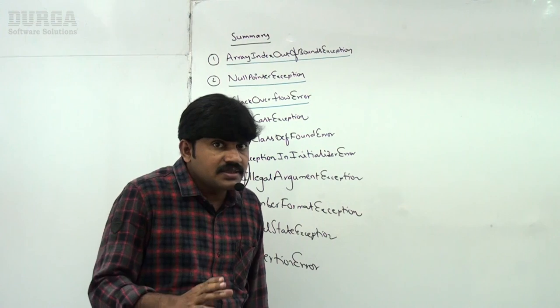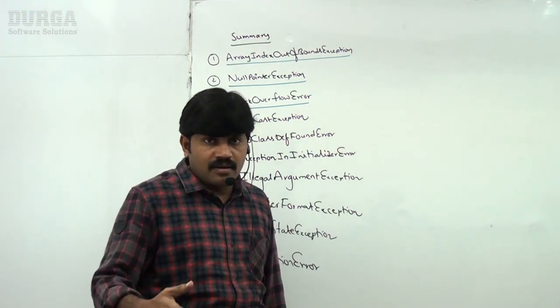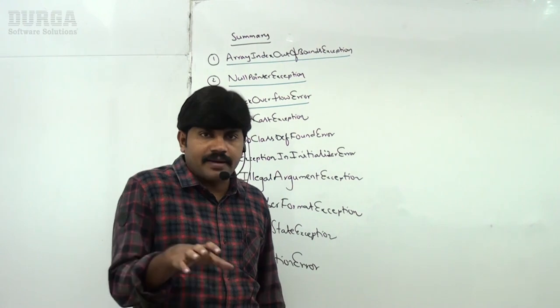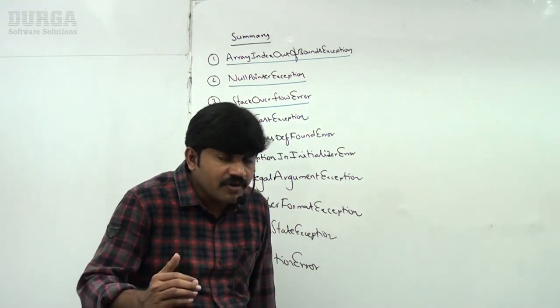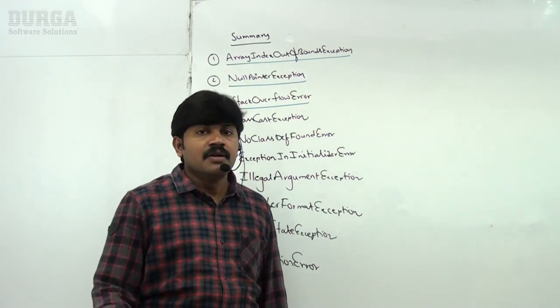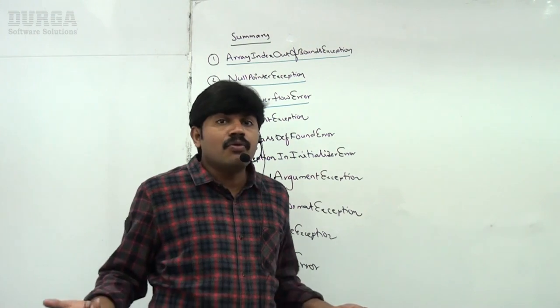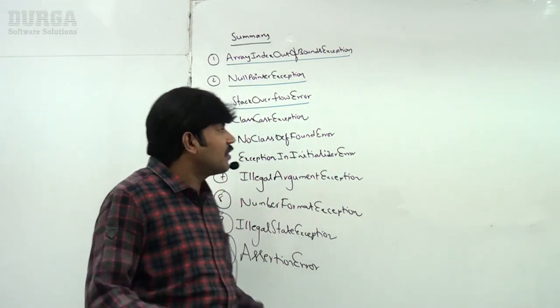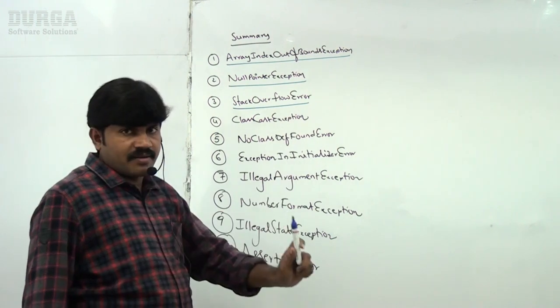Next, stack overflow error. If there is a recursive method call, then immediately we are going to get stack overflow error at runtime. Something like m1 calls m2, m2 calls m1. Then the cycle is never going to end. At a certain point the stack is going to overflow. Then we will get what? Stack overflow error.